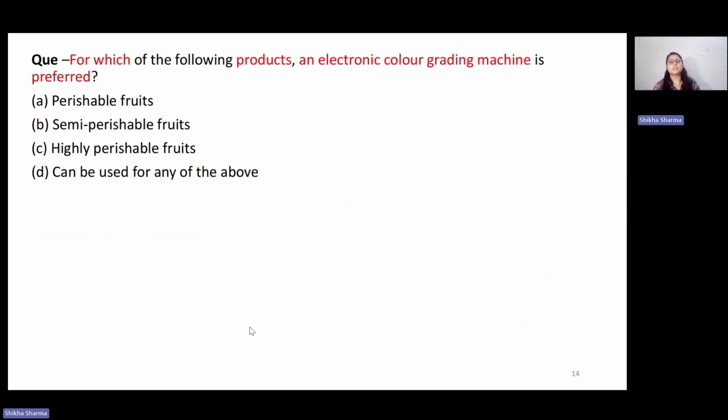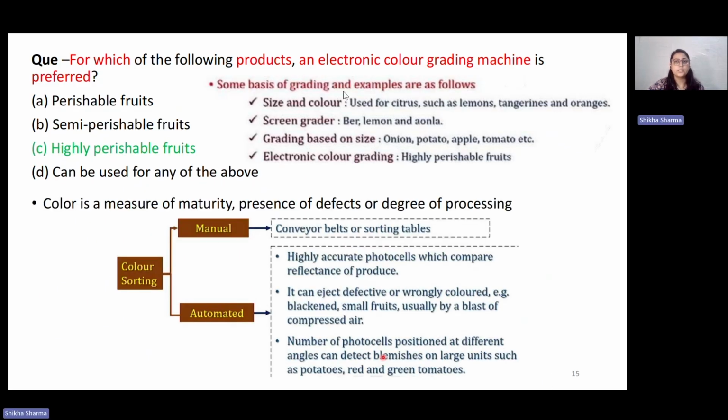So now let's discuss the question regarding grading. For which of the following products is an electronic color grading machine preferred? Perishable, semi-perishable, highly perishable fruits, or can it be used for any of the above? Okay, let's see the answer. These electronic color grading machines are basically used for highly perishable fruits.